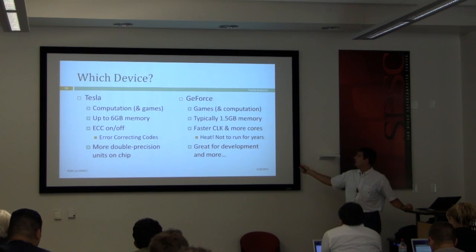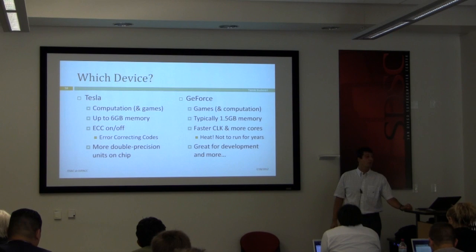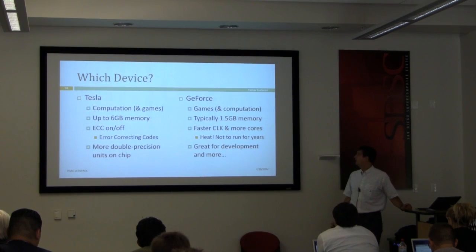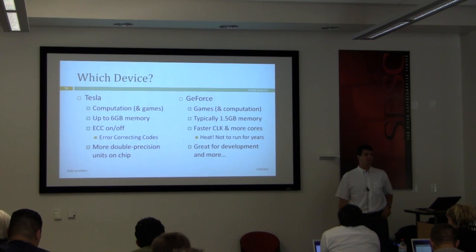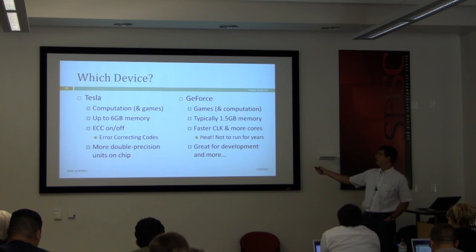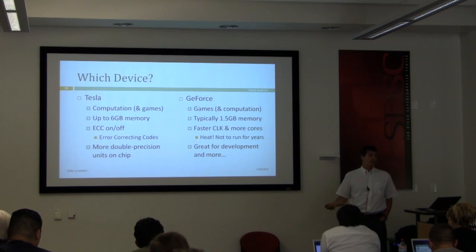Now the gaming cards are cheap. These are the ones you can have in your desktop, no problem, and they have pretty decent memory. They have 1.5 gig easily. I mean, there's pretty much no card at this point that has less than 1 gig of memory, so that's not much different from the 6 gig. And in fact, they run faster because they are designed for the bleeding edge, and they sometimes have more cores.